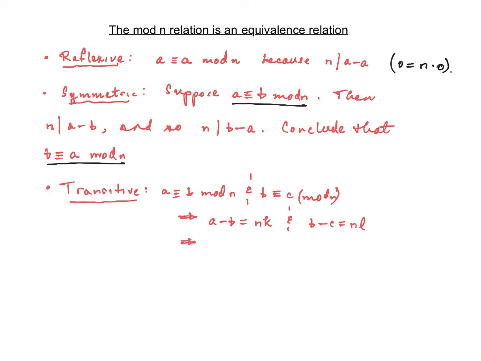But now if you add these two expressions, if you add a minus b to b minus c, you get a minus c. The b's cancel. And you get n times k plus l. So that means that a minus c is also a multiple of n, which means that n divides evenly into a minus c. And that tells us that a is congruent to c mod n. And that finishes the proof. Remember, for transitivity, we start by assuming a is related to b and b is related to c, and we want to show that a is related to c.